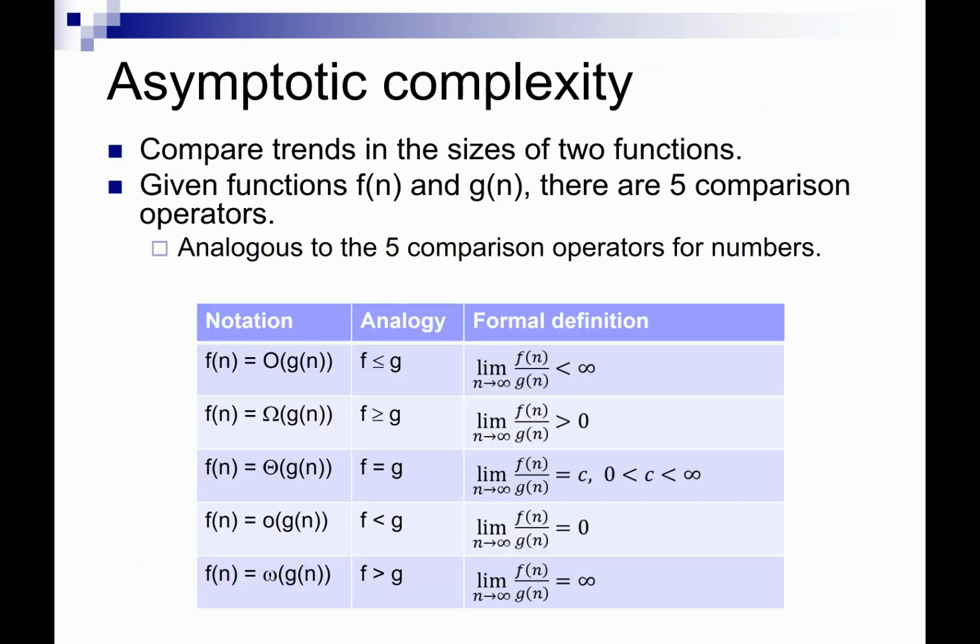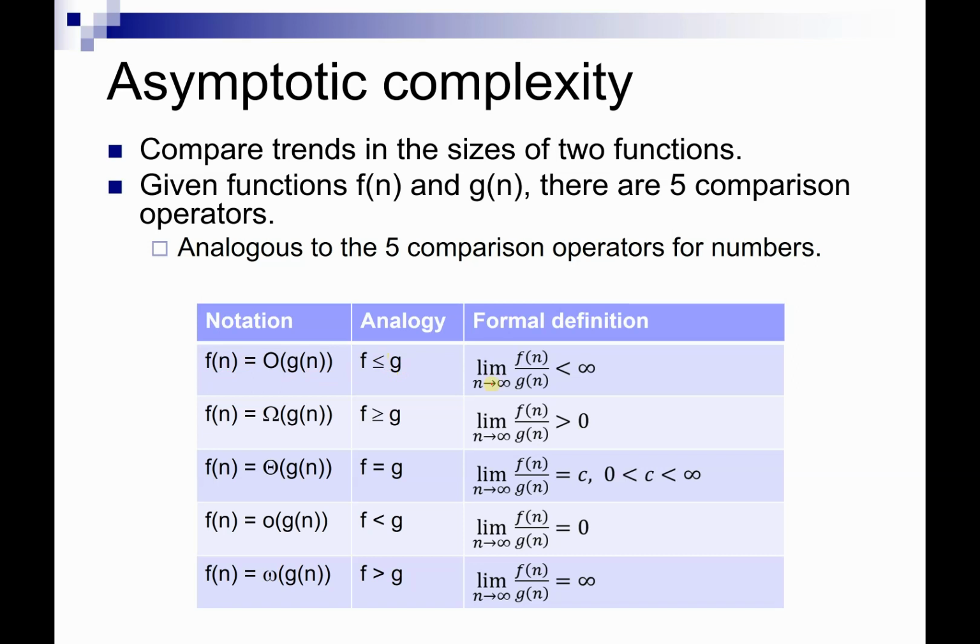Before we do that, I just want to remind you about the notation that we have for asymptotic efficiency. Remember that asymptotic efficiency basically means that we want to compare the sizes of two functions as the size of the argument increases. So we have these 5 operators, or five ways of comparing. You say that the function f is big O of g, and this basically means that f is not bigger than g.